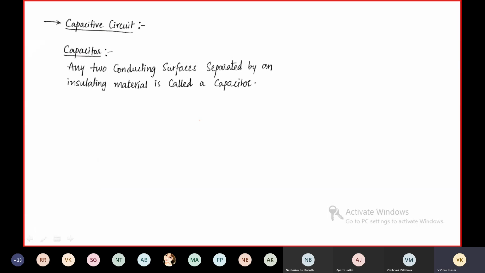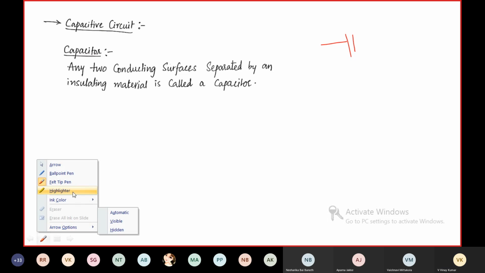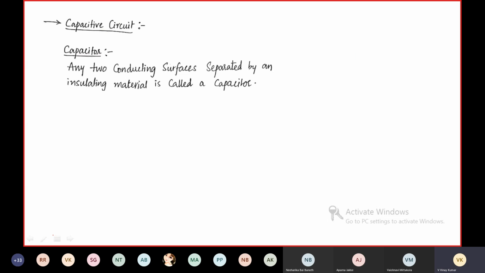Capacitor means when two conducting plates are separated by an insulating medium. It's called a capacitor, right? So any two conducting surfaces separated by an insulating material is called a capacitor. The charge holding property of a body is called capacitance or capacity.